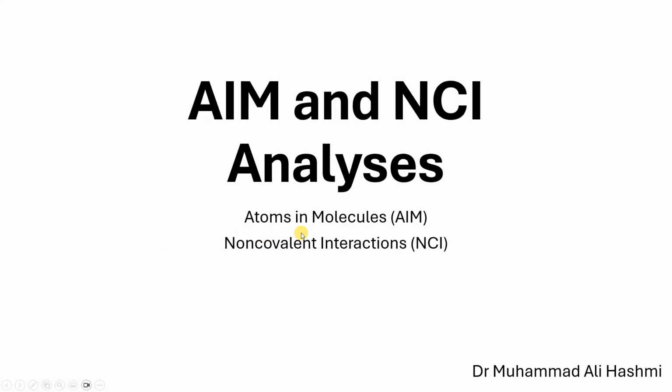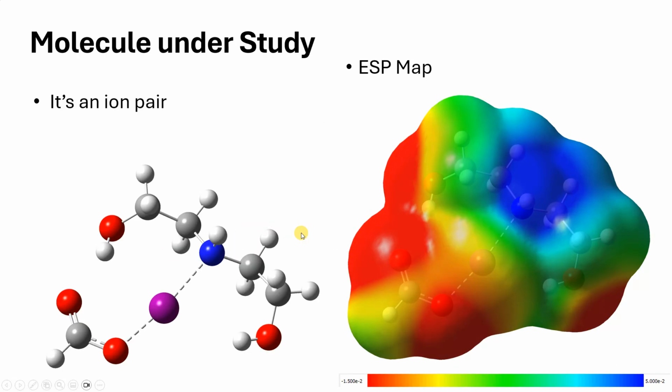So let's start with the molecule. Here is the molecule, and I have obtained its electrostatic potential map according to the method I have shown in one of my previous presentations. From the checkpoint file of the molecule, I got this map. It basically tells you about the regions of more electron density and low electron density. You can see that the red regions have more electron density, and the blue regions have the least electron density, and the green and yellow ones are in between.